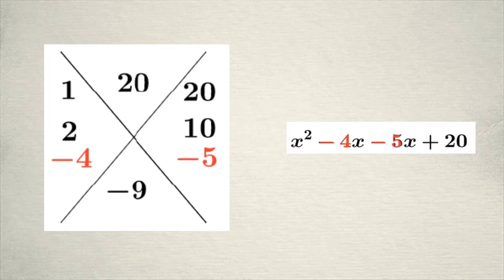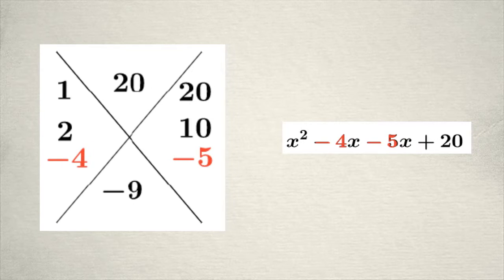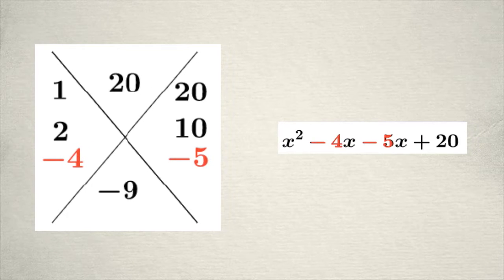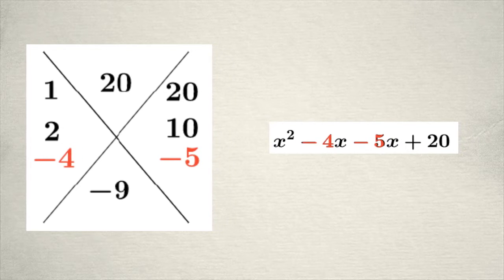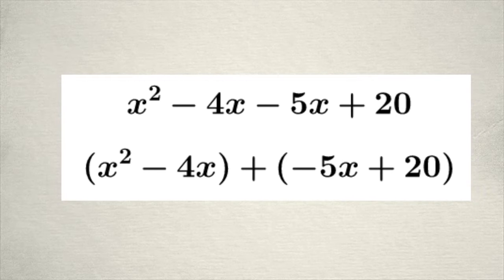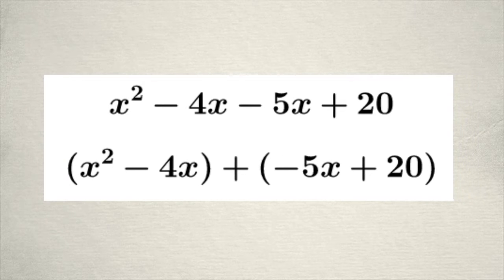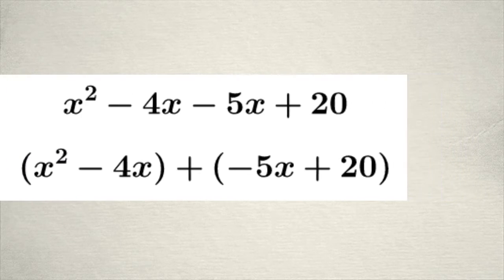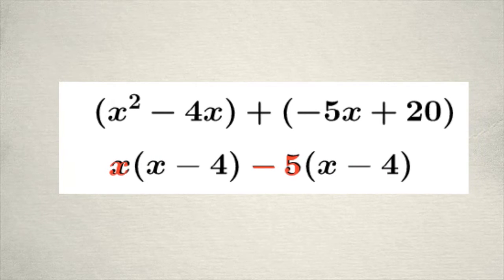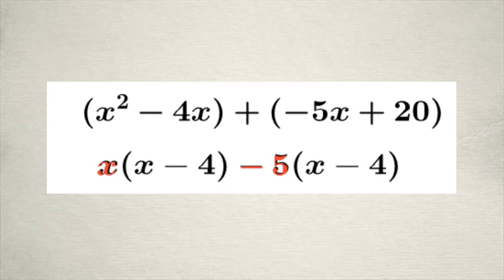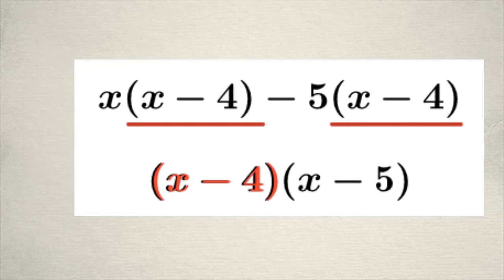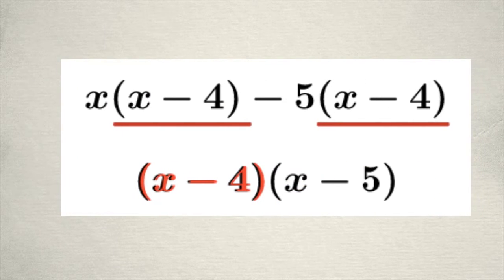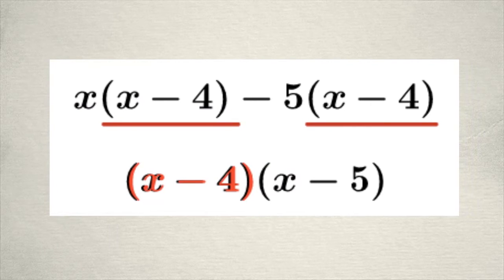We use that negative 4 and negative 5 in the following way. Rewrite the original quadratic, replacing the middle term with those two numbers. Once we've written those numbers down, we split it up into two pairs. We then factor each pair separately. We can factor an x out of the first and a negative 5 out of the second. In doing so, we end up with an x minus 4 twice.